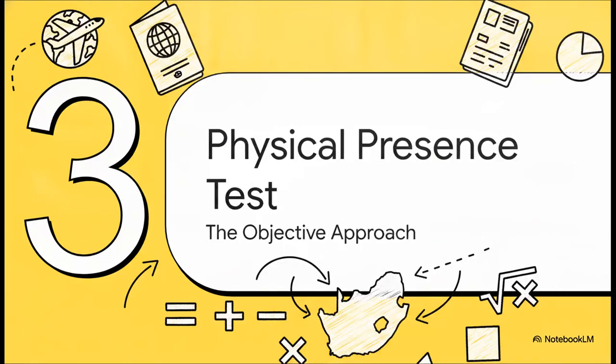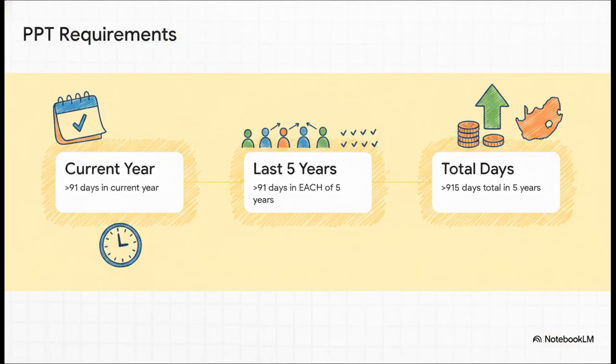Right, let's jump to Section 3, the physical presence test, which is the objective approach. So, if the taxpayer is not ordinarily resident, say they're a foreigner working in South Africa, we throw out the subjective detective work entirely and put on our mathematician hats. This is the physical presence test, or PPT for short. It's a rigid, three-pronged formula. To be deemed a resident here, every single step you see has to be met.